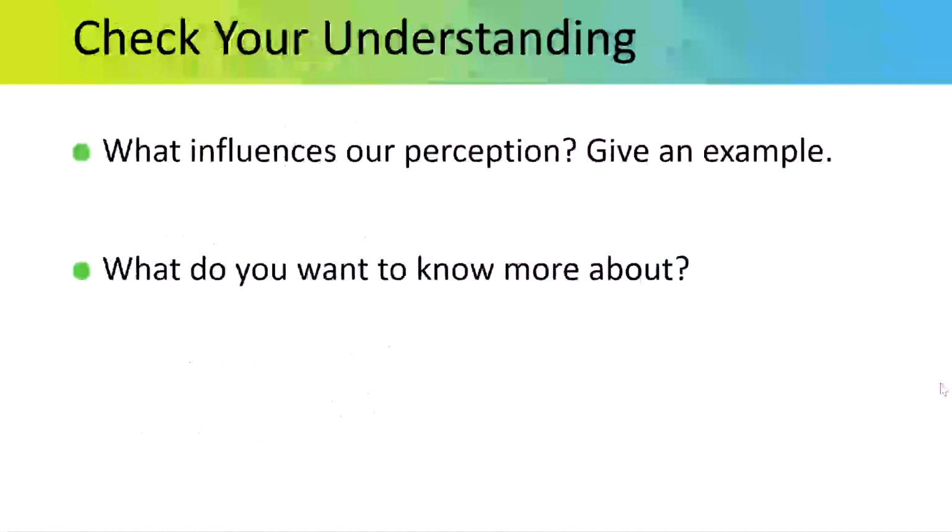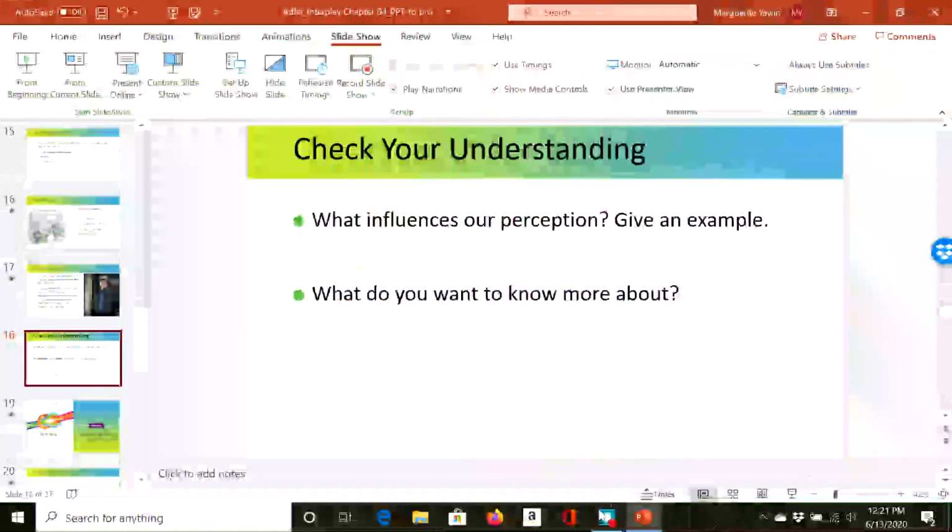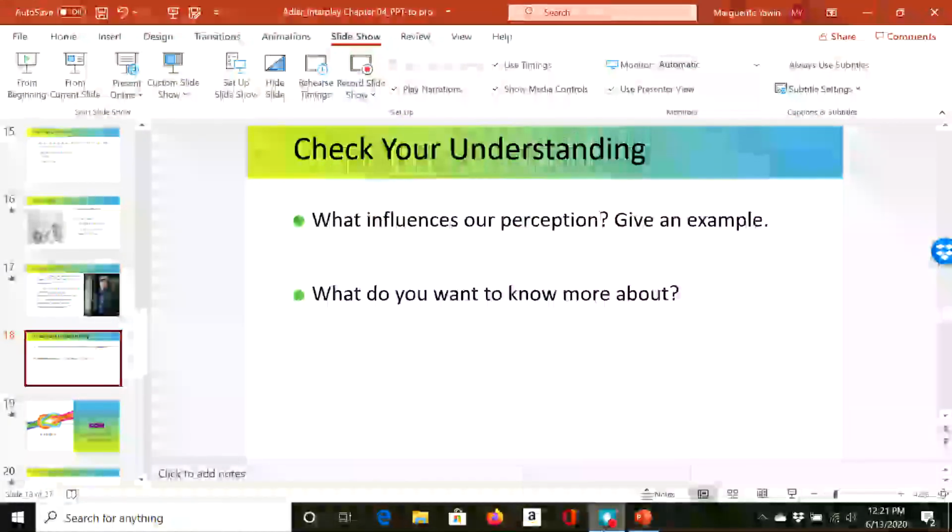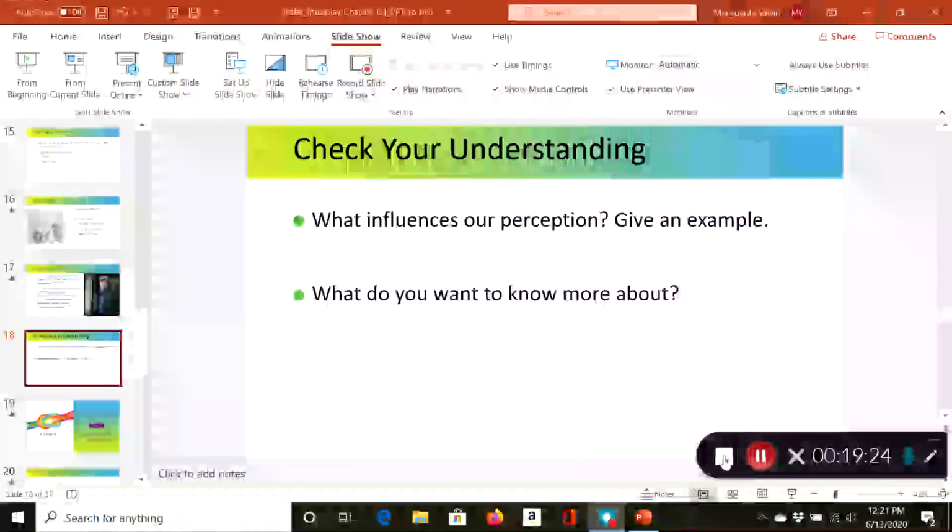So what I want you to do is to figure out how good your understanding is. Can you think of any of the 5 factors that influence our perception and give an example? If you can't, I suggest you go back, listen to the lecture, check in the book. And when you're going through this, if there's anything that you didn't understand or anything you want to know more about, this is a great time for you to send me a chapter question. So that is the end of the second section, and we will resume in a little while.